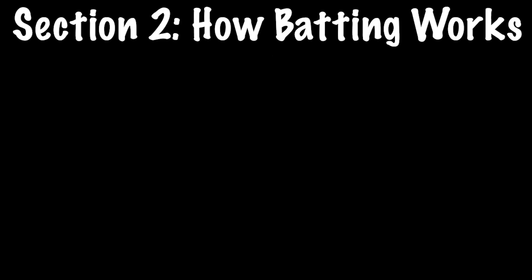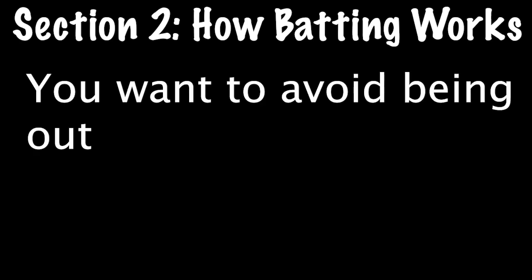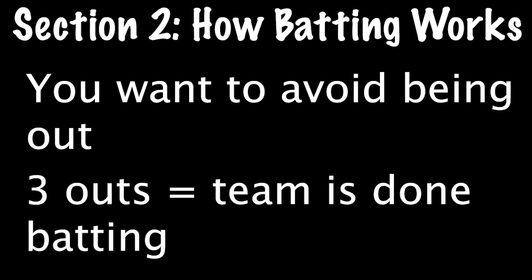So now when it comes to batting, what I also want you to understand is this is the part where you want to avoid being out, okay? Because of course, this is the time when you want to score. So if you get 3 outs while you are batting, then your team is done batting, and that's when you switch and you go onto the field. What I want you to generally understand is you have to avoid getting 3 outs when your team is up to bat, because as soon as you get that 3rd out, it is time to switch to where your team is going onto the field and the other team is going up to bat.